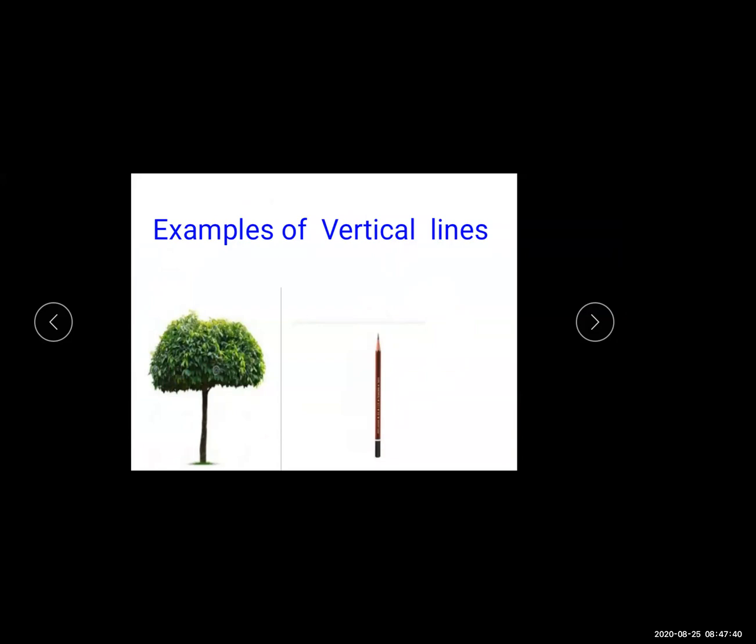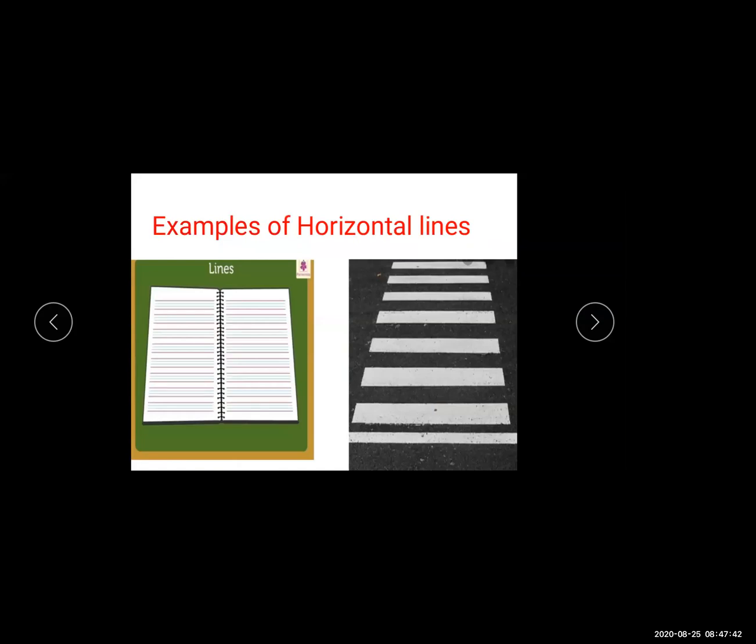Okay. Now see your exercise book. Your exercise books have line in this way. And the zebra crossing lines on the road, they are also in horizontal way. So these are the examples of horizontal line, and horizontal lines is also called as sleeping lines.